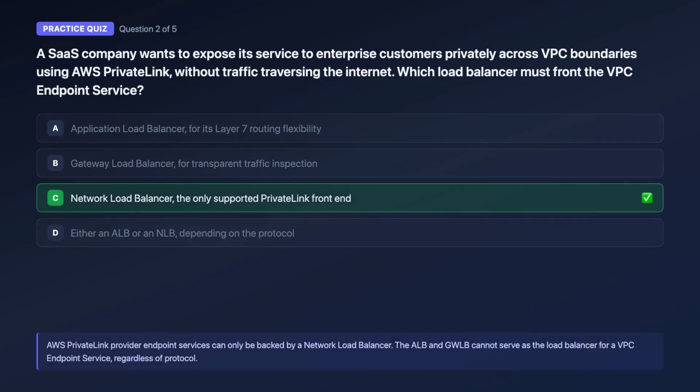The right call here is C. PrivateLink is a hard architectural constraint. A provider's VPC endpoint service can only be backed by a network load balancer. Neither the application load balancer nor the gateway load balancer can front it, no matter what protocol the service speaks. So option D's "it depends" is a trap. There is no "it depends" with PrivateLink.